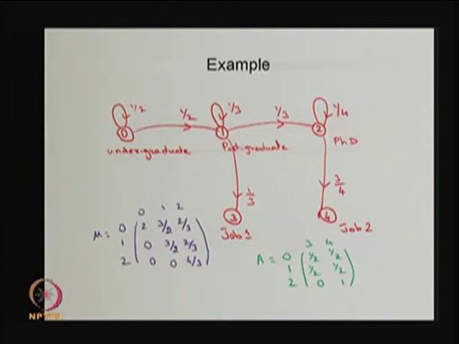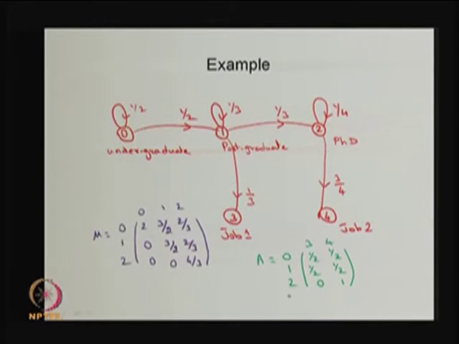Whereas, if you begin with the PhD program, not these two programs, that is not possible, but still this is just an example. So, if you start with the PhD program, then definitely you will end up with job 2 with probability 1, because there is no arc from 2 to 1 and you will not end up in job 1.